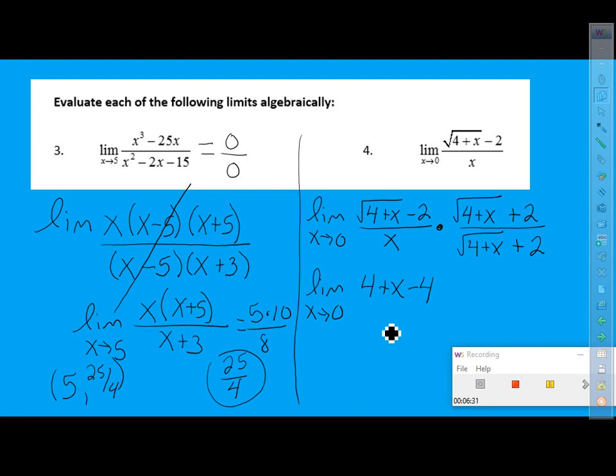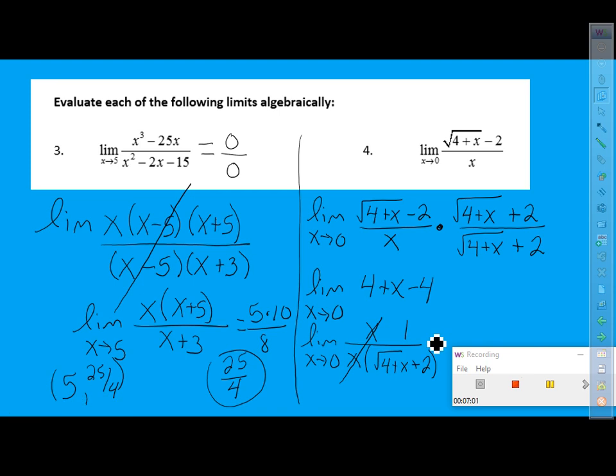I'm going to go ahead and simplify that down here, and then I'll bring in the denominator. So I now got the limit as x approaches 0 of x over x times the square root of 4 plus x plus 2. Remember that 0 over 0? I'm going to remove it right there. So I'm left with 1 over the square root of 4 plus x plus 2.